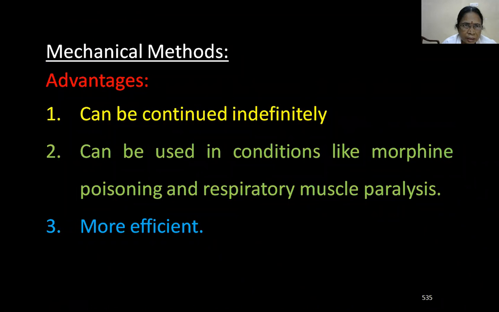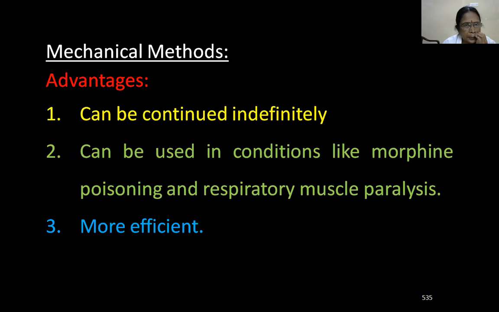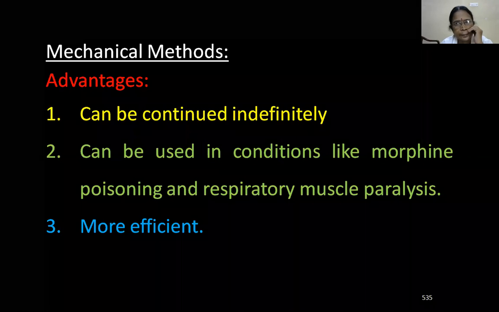Now we have seen the manual methods. Manual methods finished. Now we are going for mechanical methods. Mechanical methods advantages: we don't feel strain. Since they work on instruments, they can be continued indefinitely. They can be used in conditions like morphine poisoning and respiratory muscle paralysis, and they are more efficient also.